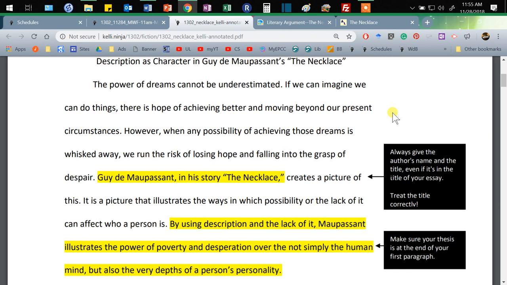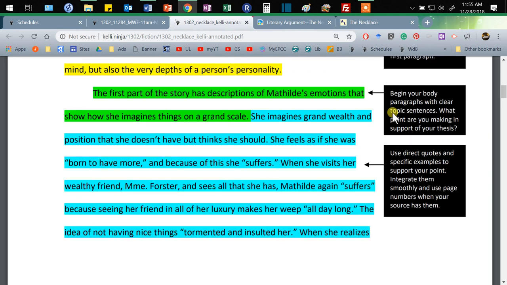So there's that thesis. You can see I modified it a little bit from that first one, because once you get it into your writing. So now I've just got to show you how I got to that. The first part of the story has descriptions of Mathilde's emotions that show how she imagines things on a grand scale. Get those topic sentences in. Those direct your reader: where are you going? What is this paragraph about? First part of the story, and that's where we see these emotions. And now I got to give them. She imagines grand wealth and position that she doesn't have but thinks she should.